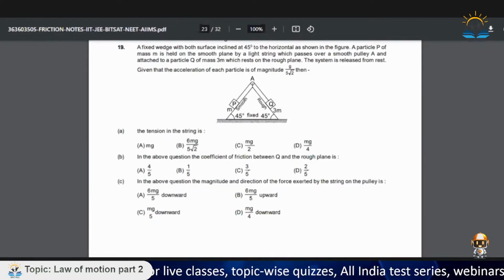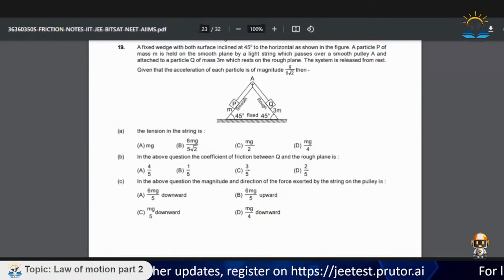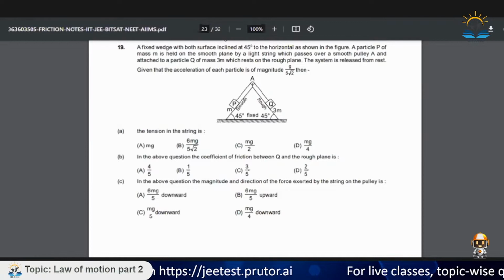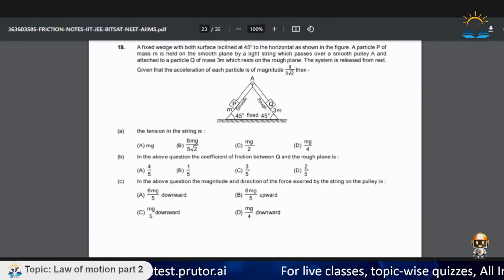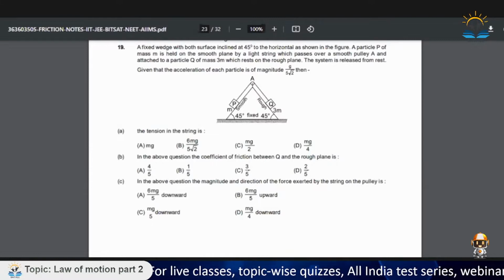Since we assume that Q is going in the downward direction, there would be a frictional force acting in the direction opposite to its motion, opposite to the relative motion of the block Q. So we can write the equation as mg sin 45 degrees minus mu mg cos 45 minus T is equal to 3m into acceleration, which is basically equal to g by 5 root 2. On solving this, we'll get the value of mu. Okay, thank you.